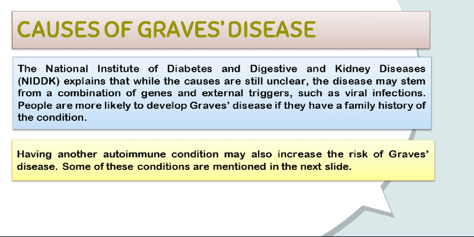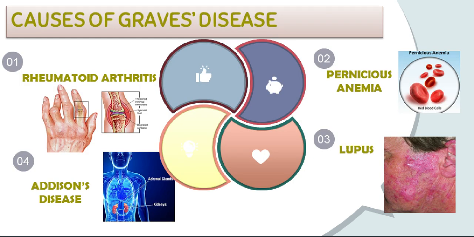If a person has a previous history of Graves' disease, he or she is more liable to get this disease later in life. Some other autoimmune states increase the risk of Graves' disease. The presence of rheumatoid arthritis may increase the risk of Graves' disease by 39%.